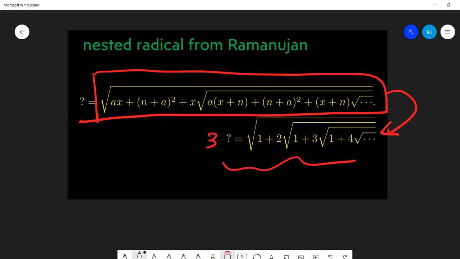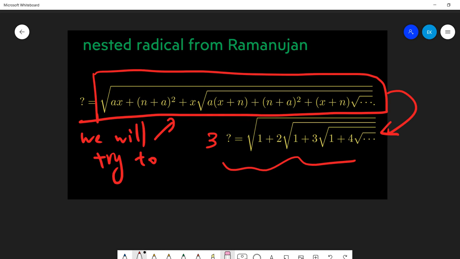Or if you use a computer to compute up to some square roots, then you can guess the answer is 3, supposing the answer is some correct one. So in this video we will talk about the more general one, like ax plus n squared, x times this guy, and we will show this. We will try to use this to solve the general result.